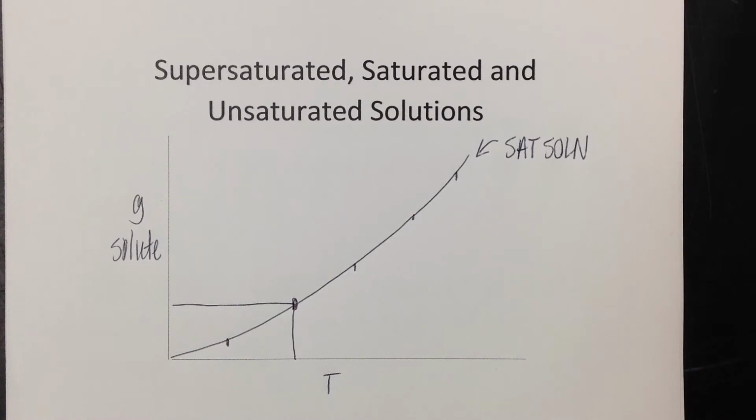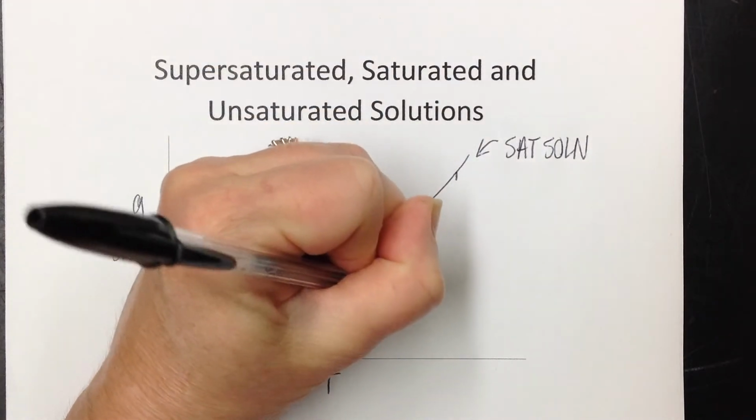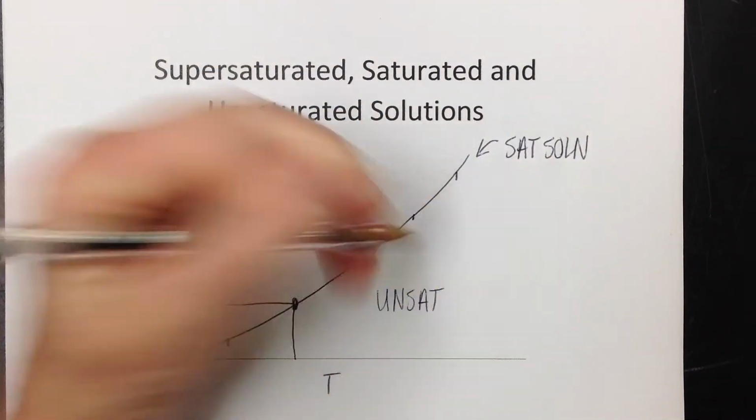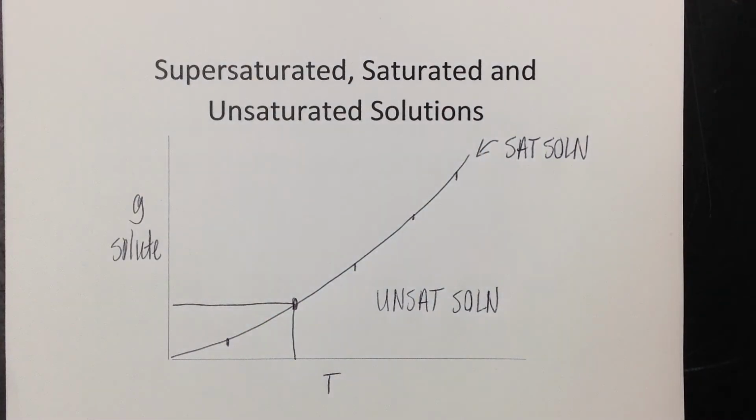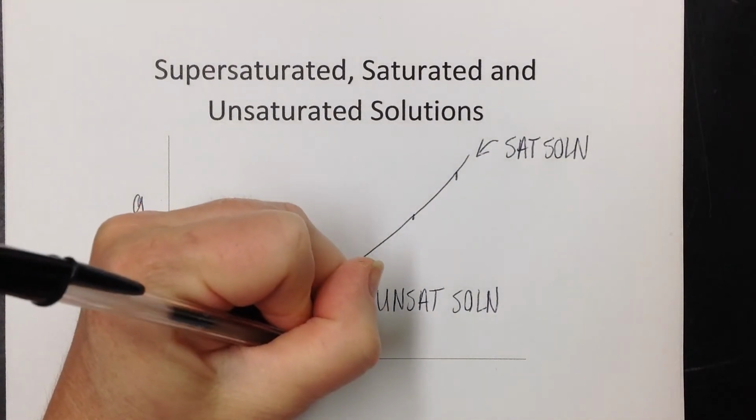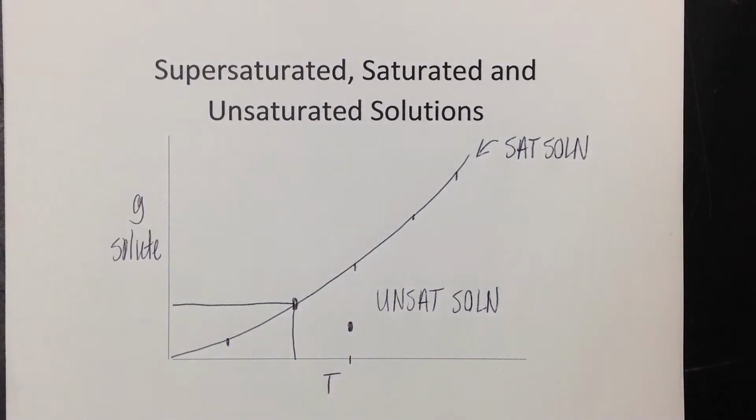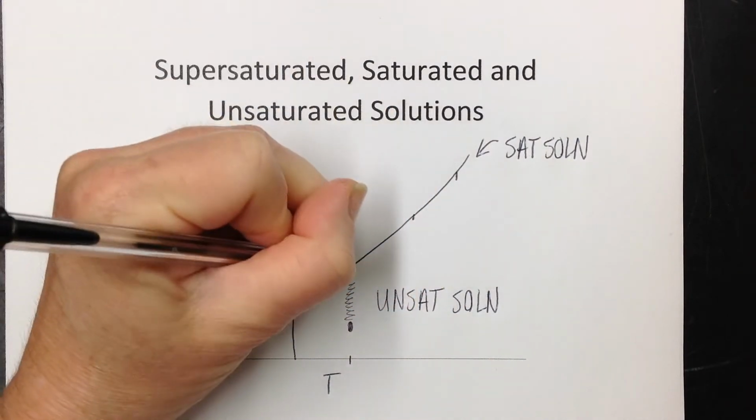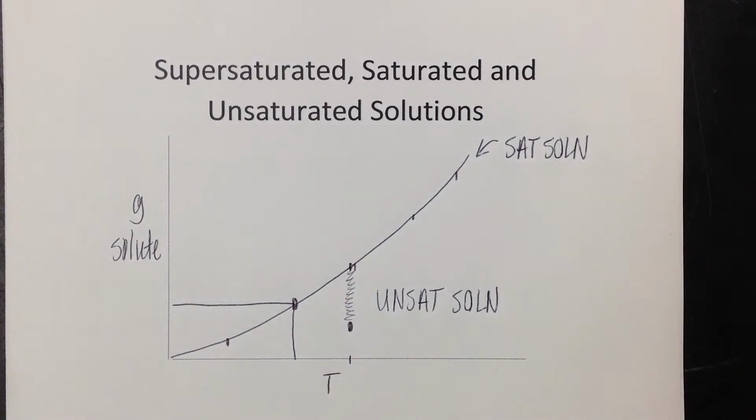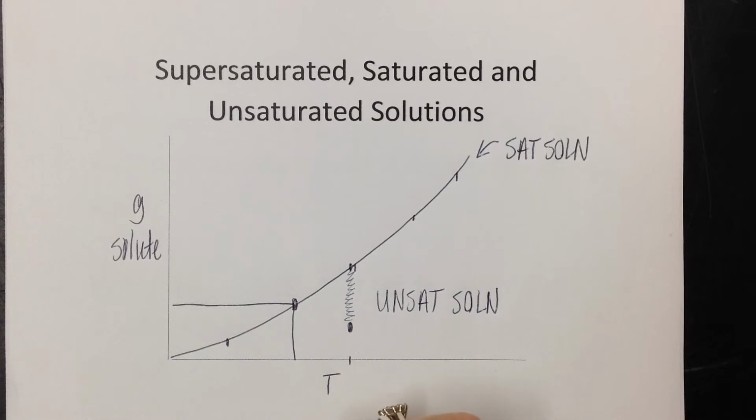Now, sometimes we don't dissolve as much as we could have, and we call that an unsaturated solution, and that represents all the area under the curve. So let's say for whatever the substance is, at this temperature, maybe we dissolve this much. Well, we could have actually added more to bring us up to this line. So all the points under the curve represent an unsaturated solution, and an unsaturated solution basically contains less than the maximum amount of solute at a given temperature.